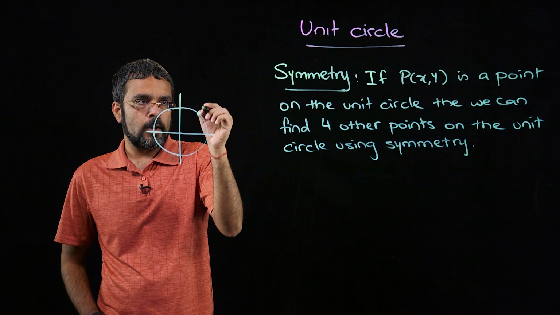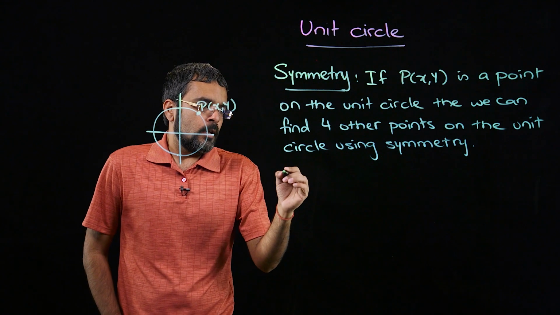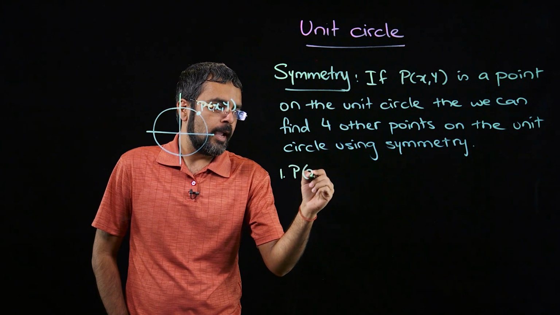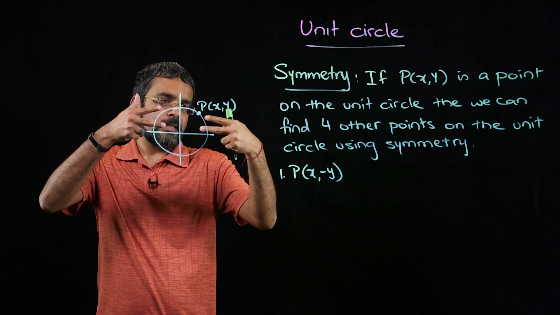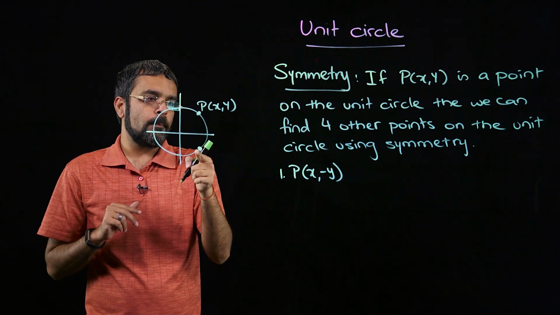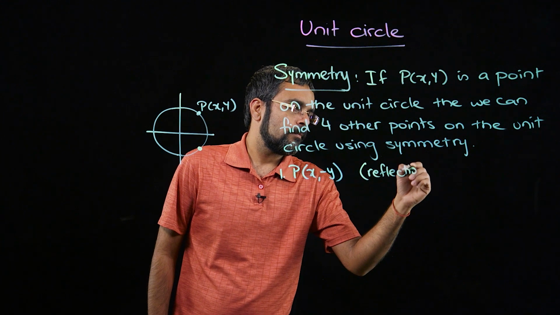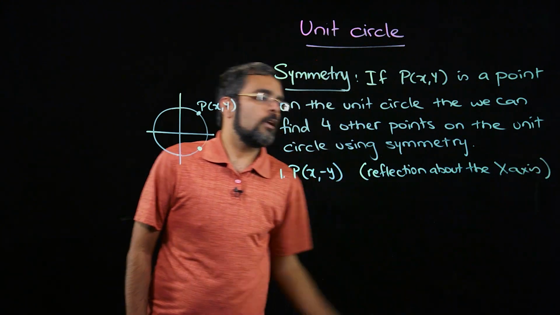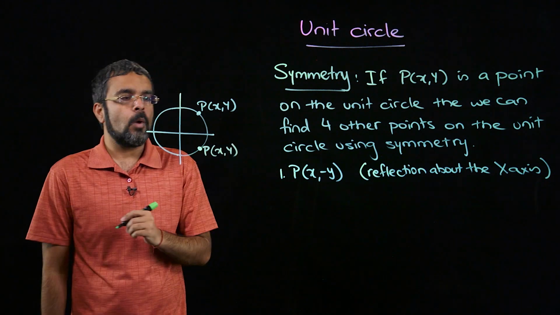So suppose this is a point P(x, y), right? And you can pick this in any quadrant, but I'm just going to pick it in the first quadrant for now. So if P(x, y) is a point on my circle, the first point that I can find on my circle is P(x, -y). And how can I find this? Because I know the circle is symmetric about the x-axis. So if I flip this down here, if I reflect it down here, this point here is also going to be a point on my unit circle. And so this is reflection about the x-axis.